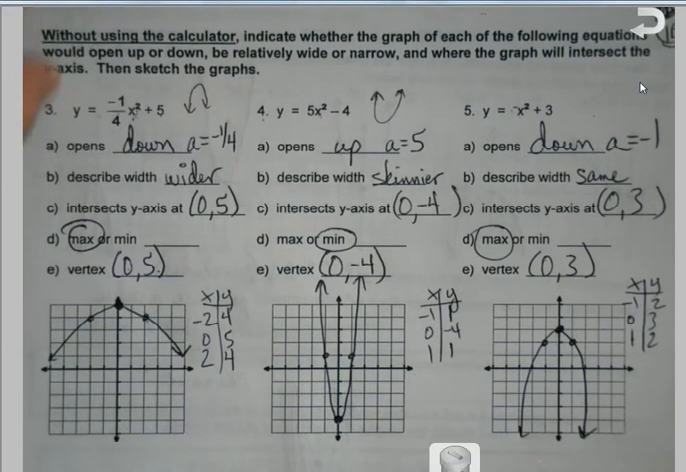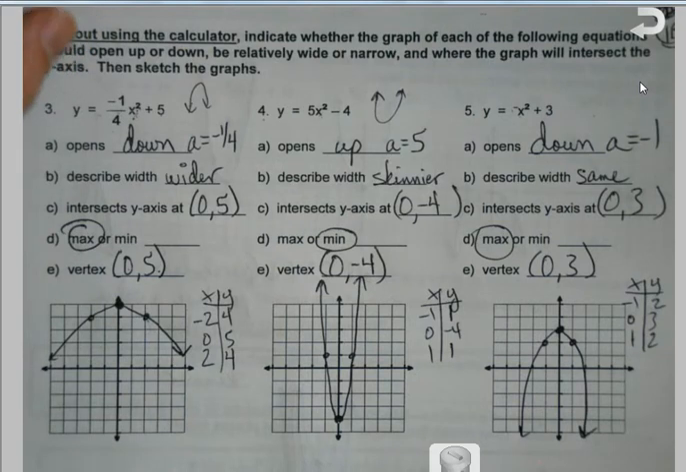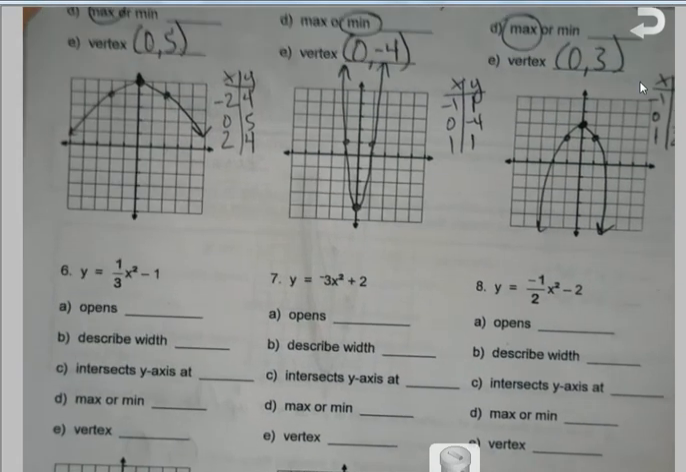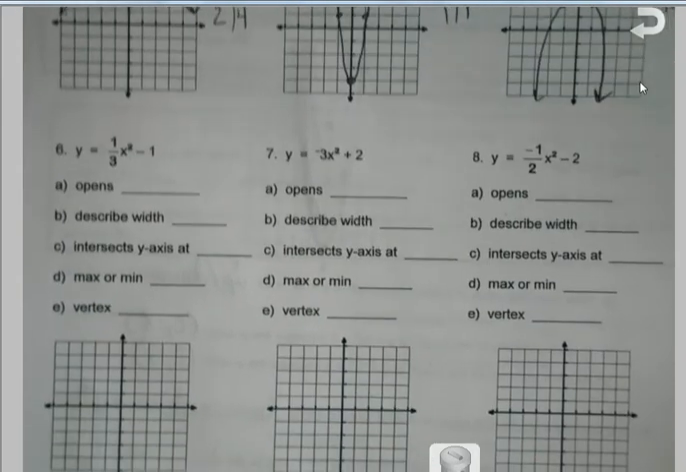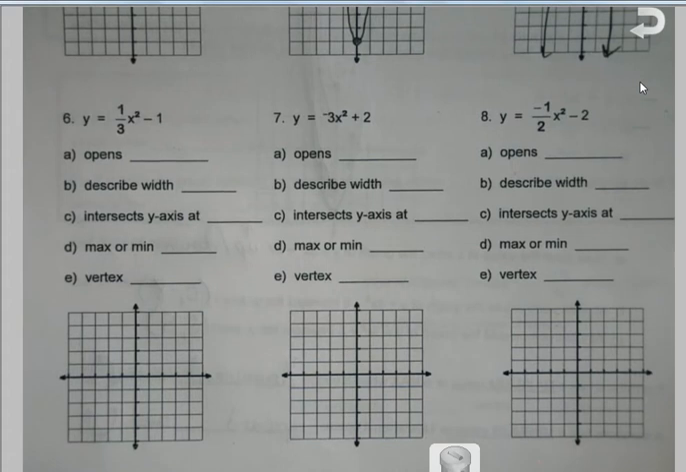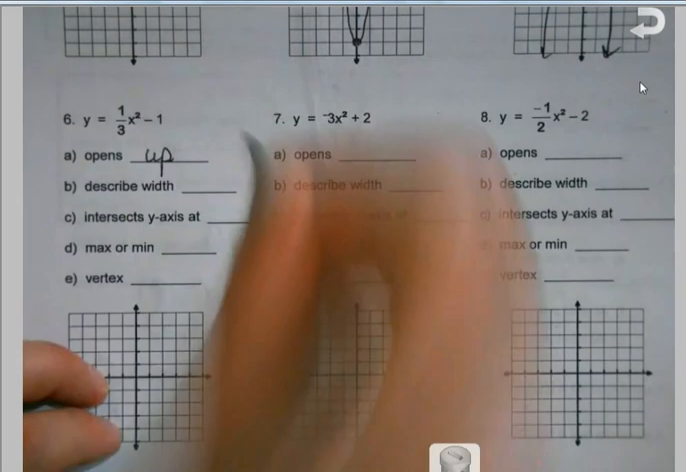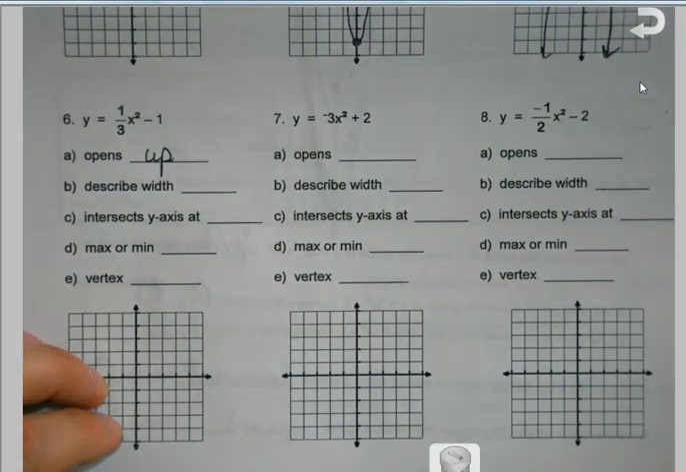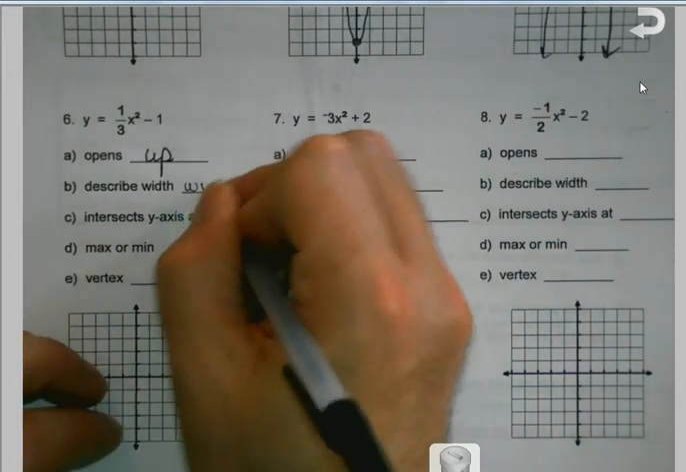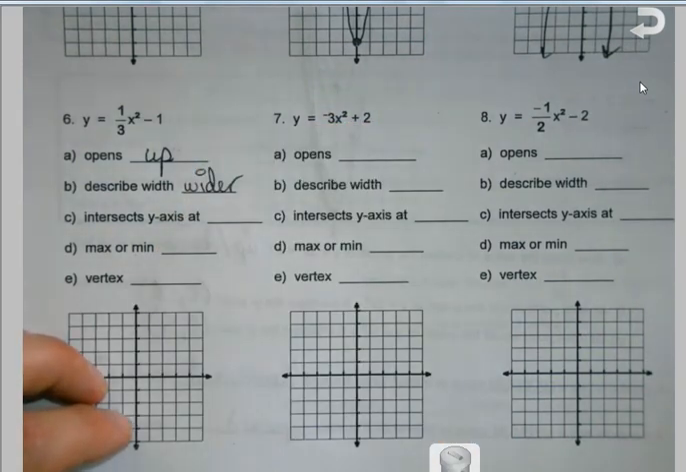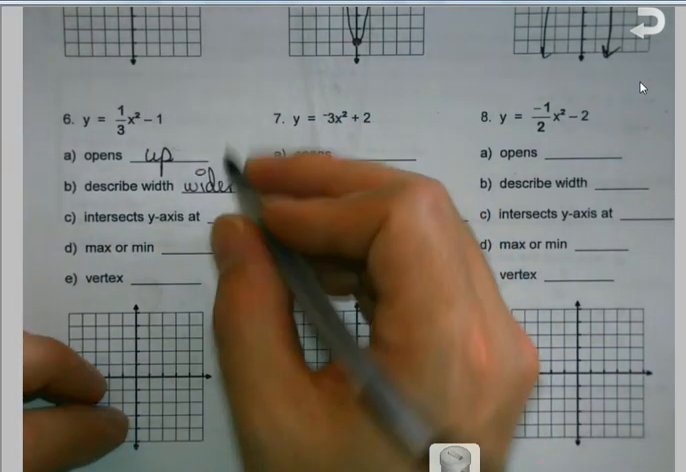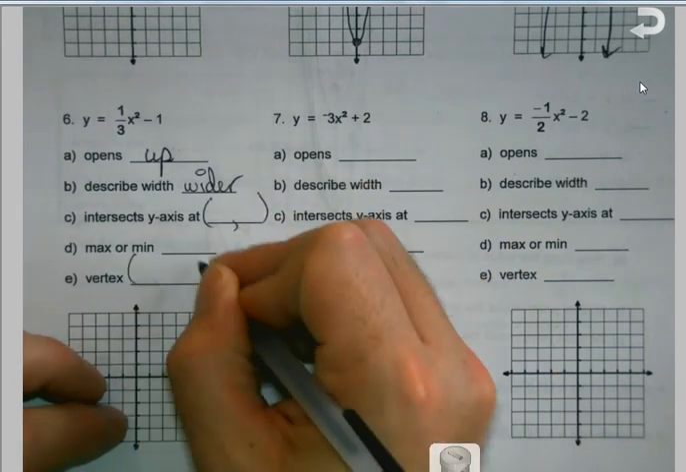All right, one last one. I want to look at number 6. I want to deal with another one of these fraction ones. Because fractions are just part of life, especially in this class. All right, let's see what we got to play with here. Y equals 1/3 x squared minus 1. All right, what direction are we opening in? Up. Our width. What's going to happen with that 1/3? It's going to get wider. Where's my y-axis going to get intersected and also my vertex? 0, -1.